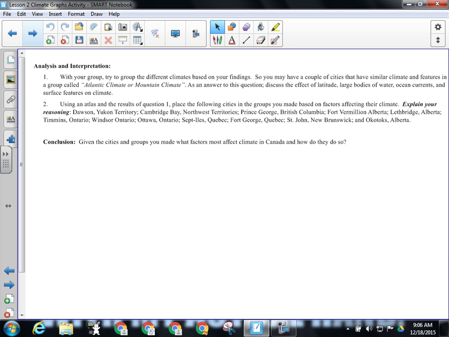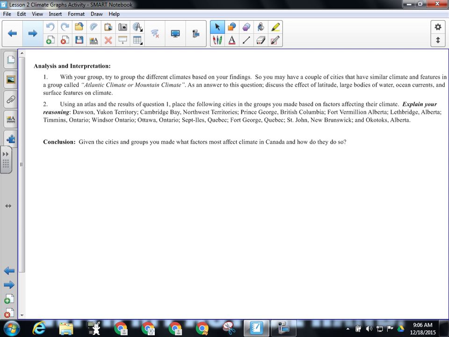So with your group, like we said, you're going to have all the cities in groups, and then you're going to see what kind of things they have in common. Give a reasonable name to that group. The examples I have up here are Atlantic climate, mountain climate, polar climate, whatever names you think are appropriate. As an answer to this discussion, discuss the effect of latitude, large bodies of water, ocean currents, surface features, things like that. You can look all of that stuff up.